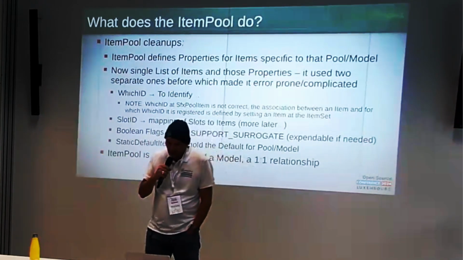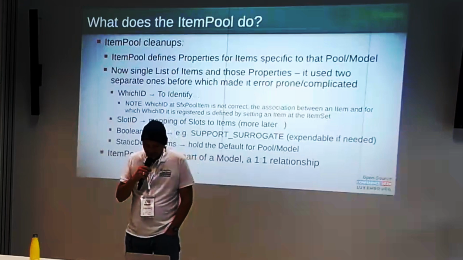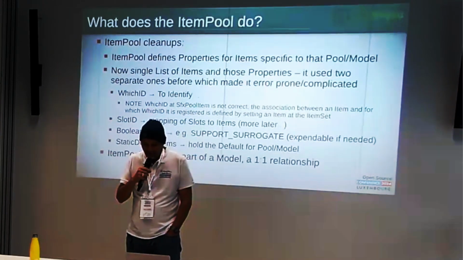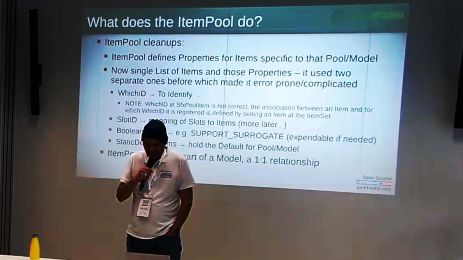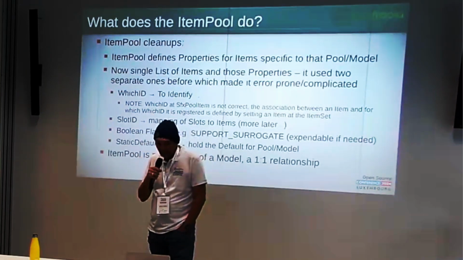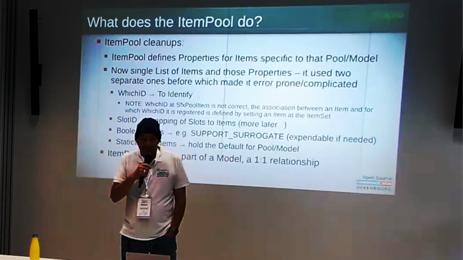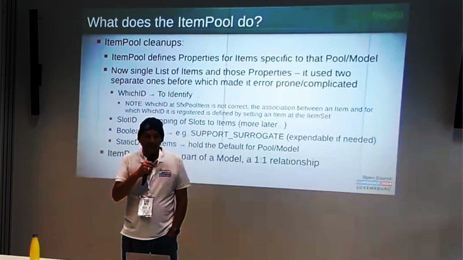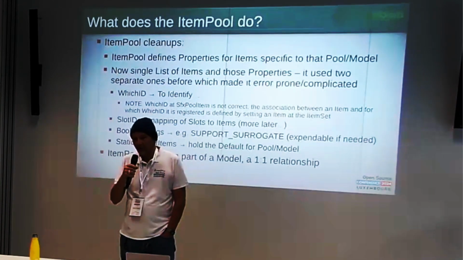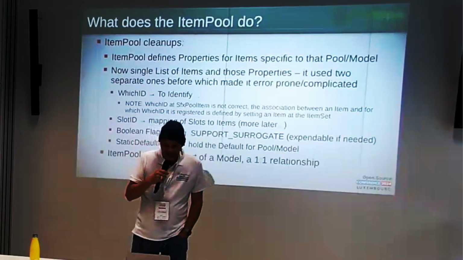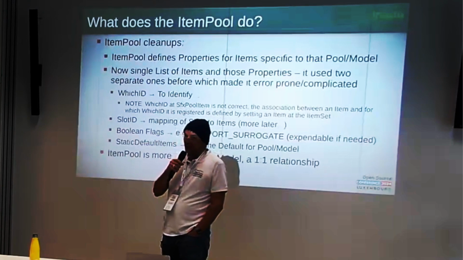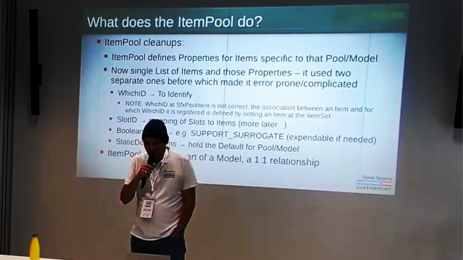So now there is a single list of items, and those properties were used to separate them before, which made it error prone and complicated, which ID just to identify. Interesting is that which ID is currently a member in the items itself. I think that's an error, because the association between the item and a which ID comes when you put an item in the item set using a which ID. It should not be part of the item itself, but we have so much code using it and 430 items, so it's not really changeable currently. It would be a lot of work.